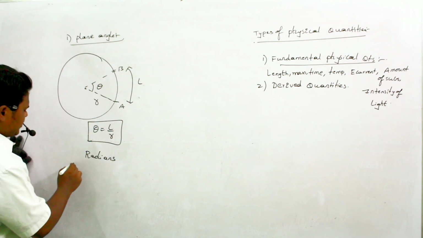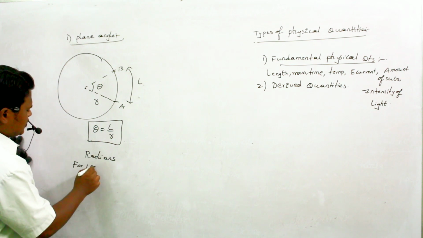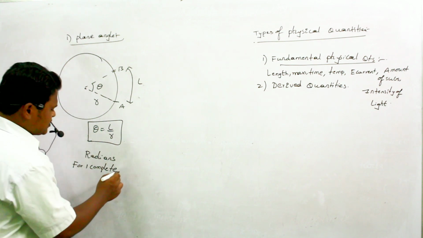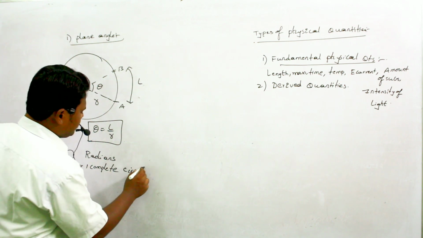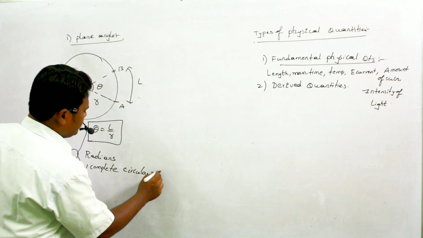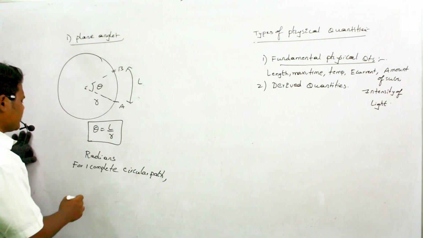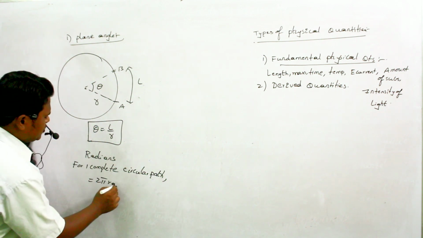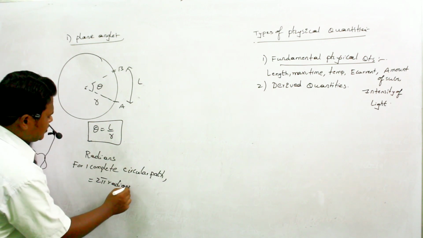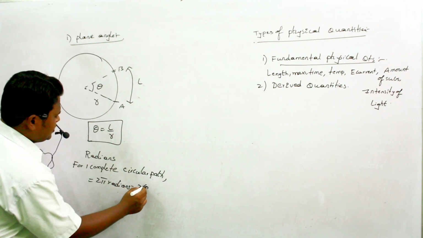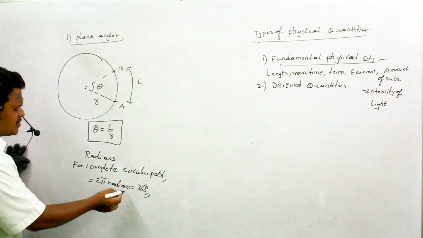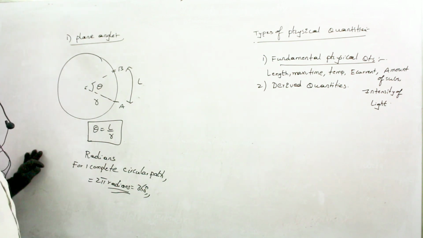For one complete circular path, we can say the total angle covered is equal to 2 pi radians, or we can call it 360 degrees. So this is called plane angle, and plane angle is measured in radians.